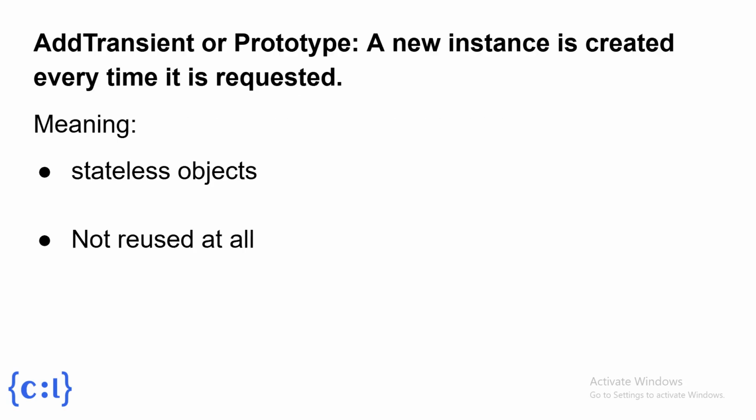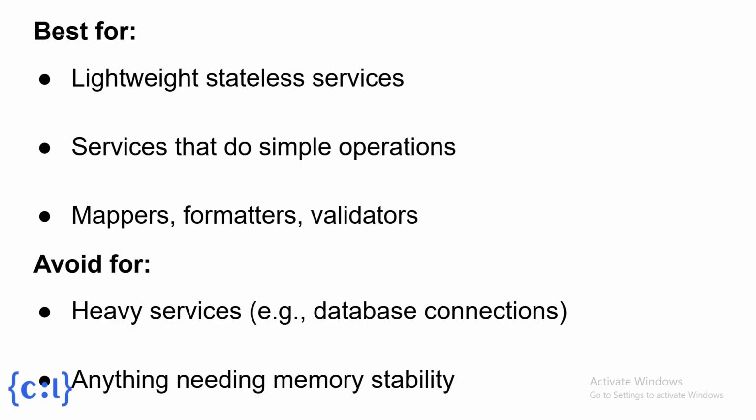For AddTransient or prototype, a new instance is created every time it is requested, which means it is kind of stateless and you can't reuse it at all. So every time the object is needed, even if it is 100 times, the object is going to be created and injected. So this is best for lightweight stateless services that do simple operations, mappers, formatters, validators, and it is not good for heavy services like database connection and anything that needs memory stability.